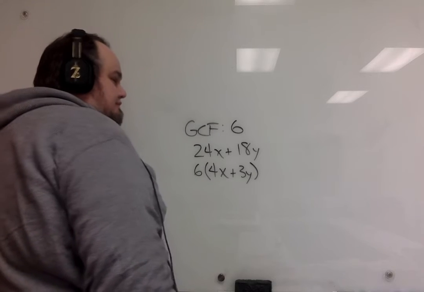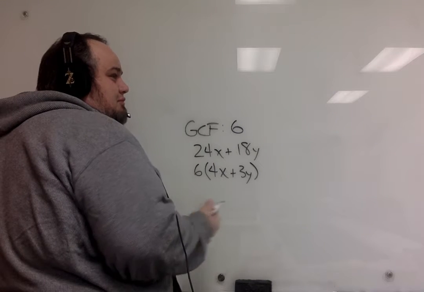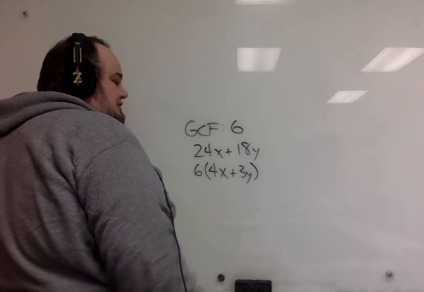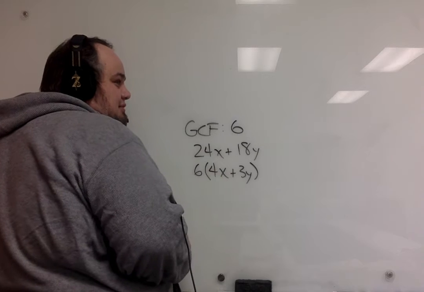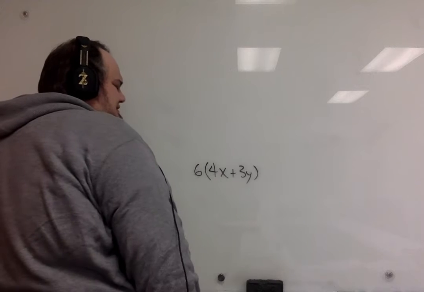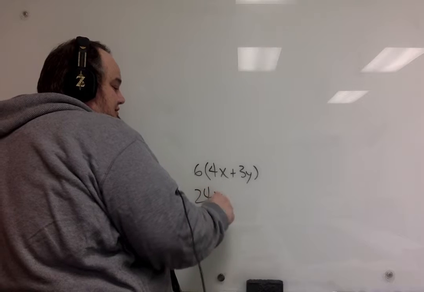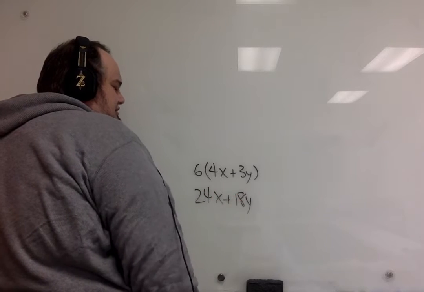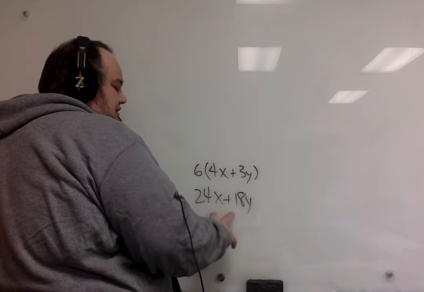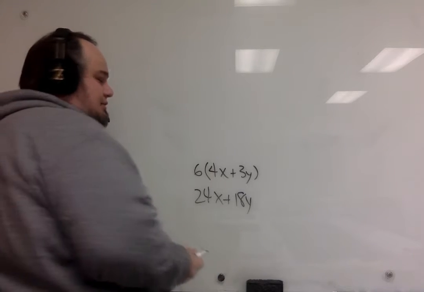So factoring is the opposite of what we were working on last chapter, which was multiplying polynomials or monomials and polynomials, things like that. So you can see this is the reverse of the distributive property. The distributive property starts with 6 times 4x plus 3y, and you end up with 24x plus 18y. So we're going backwards from the distributive property, and we're saying, if we start with this, can we get back to this? And to do that, we use the greatest common factor.